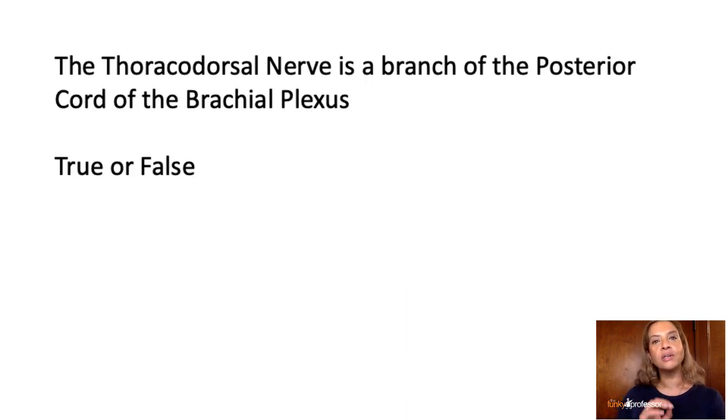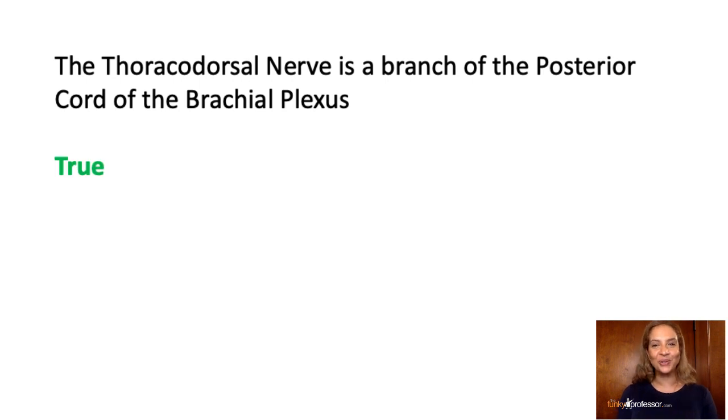Next question. The thoracodorsal nerve is a branch of the posterior cord of the brachial plexus. Is that true or is that false? The thoracodorsal nerve is a branch of the posterior cord of the brachial plexus.